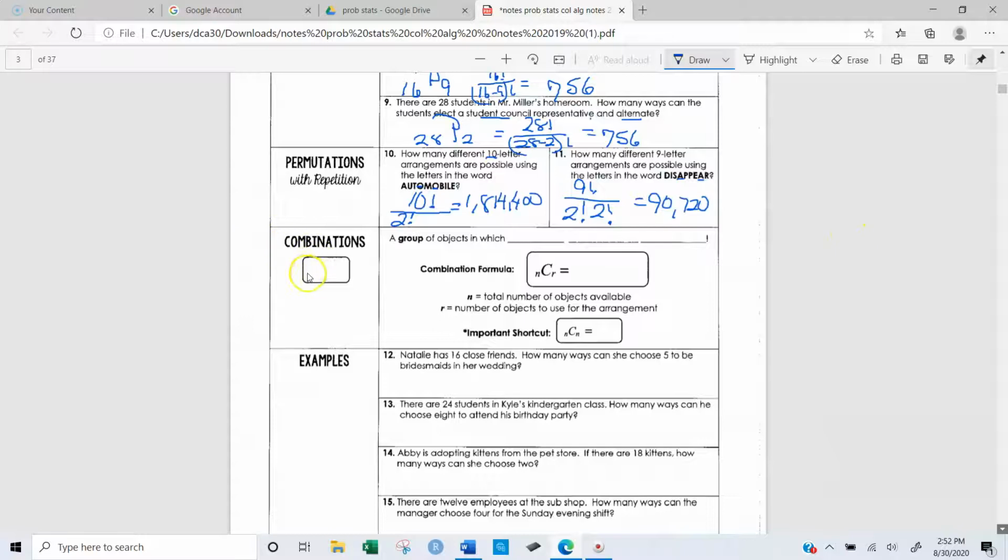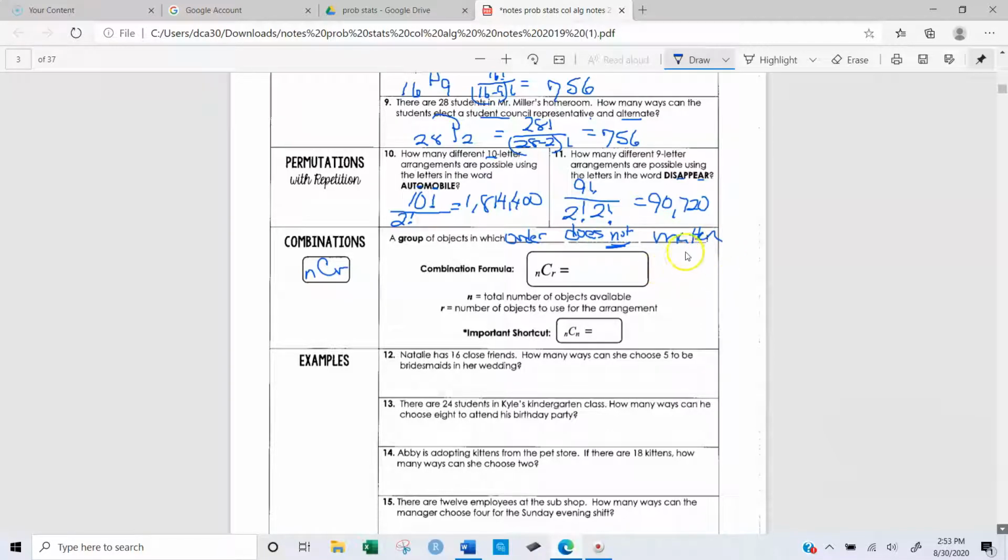Combination is nCr, and in this one order does not matter. Whoops, I can't even read that. Here we go, let's try that again. Order does not matter.